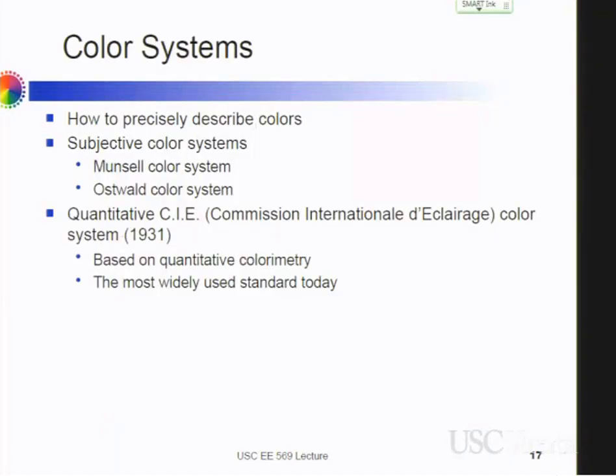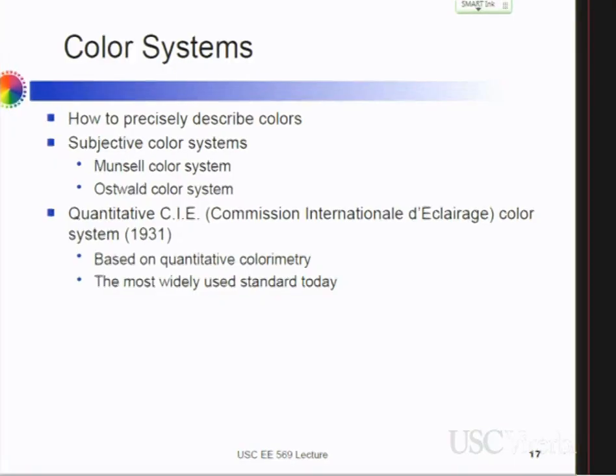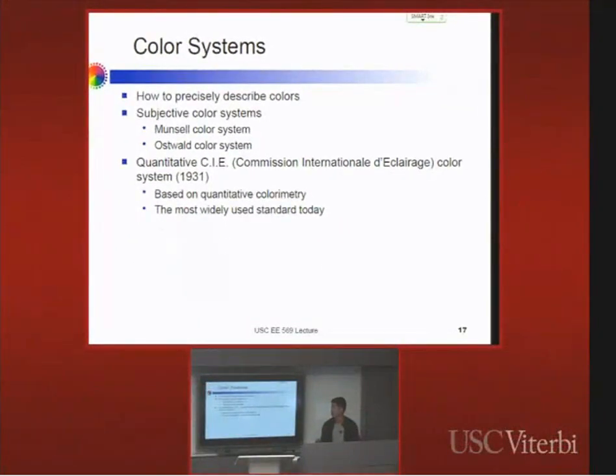Okay, next we're going to talk about color systems. So basically a color system is a way to precisely describe every color. And there are two types of system that you need to know. One is the more subjective one, and one is the quantitative one. The quantitative one is called CIE, which is a very widely used standard today. While for the subjective one, there are two different color systems. One is called the Munsell, and one is called the Ostwald.